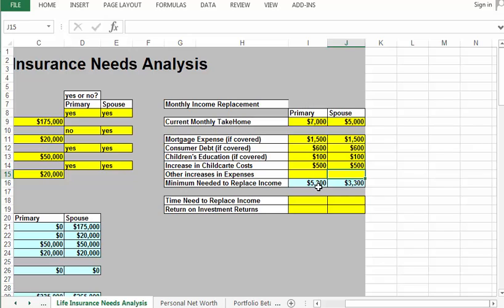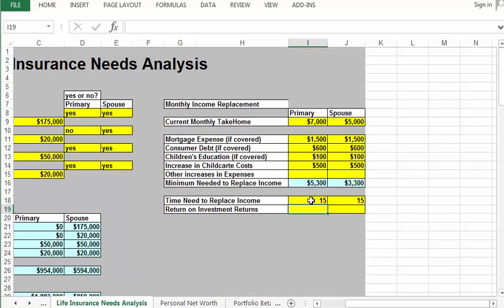So for the primary, from what the primary has made, we still need $5,300 to cover those expenses. For the spouse, we still need $3,300. We have a shortfall. So how long are we going to need this? The primary says, well, the youngest child is 6, so we're going to need this till that person's out of school. Let's say 21. So we're going to need that for 15 years.